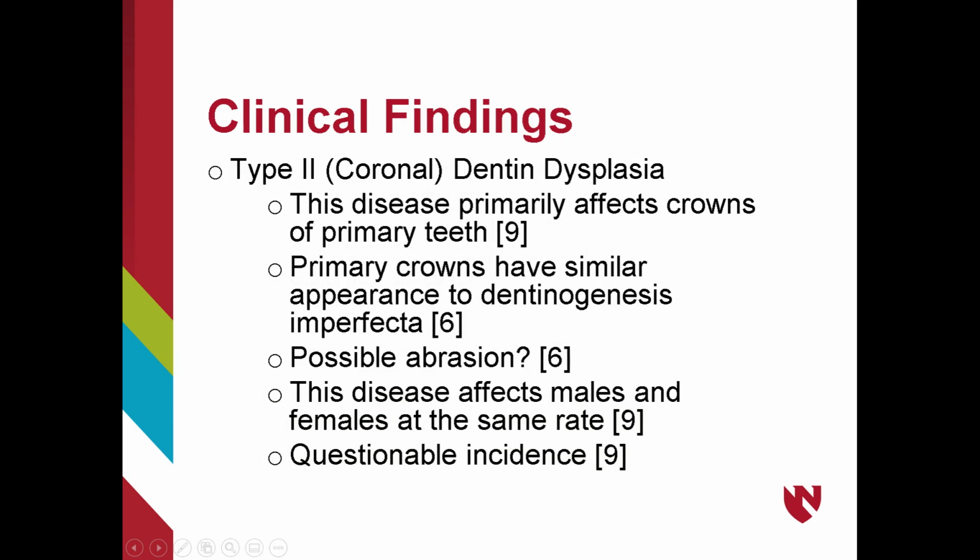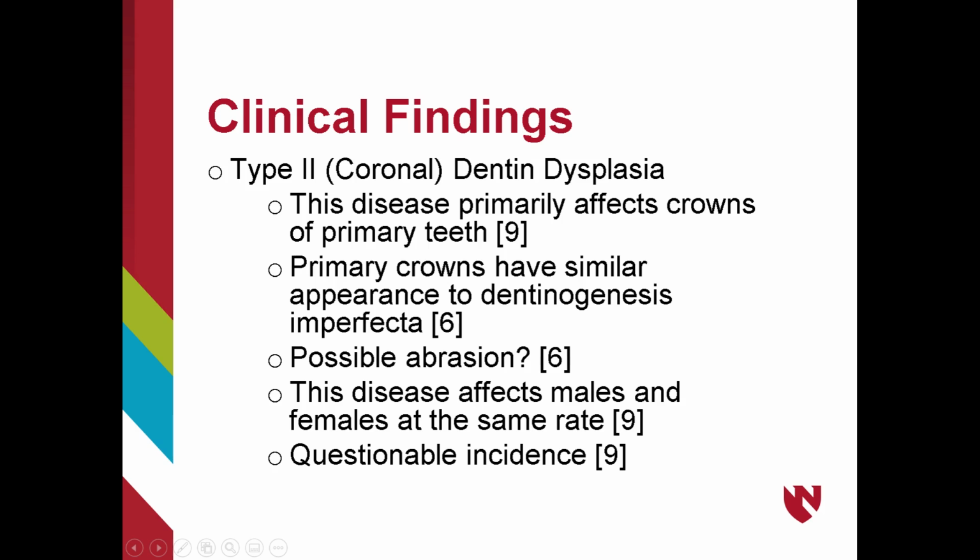Type 2 dentin dysplasia, or coronal dentin dysplasia, is primarily a disease of the primary dentition and affects the crowns, as opposed to the root involvement of type 1. The crowns in the primary dentition have a similar presentation to teeth with the related disease dentinogenesis imperfecta, which is to say they have amber-like translucency and a variety of colors from yellow to blue-gray. The variety of colors changes depending on whether the teeth are observed with transmitted or reflected light. The permanent crowns in the adult dentition appear normal.